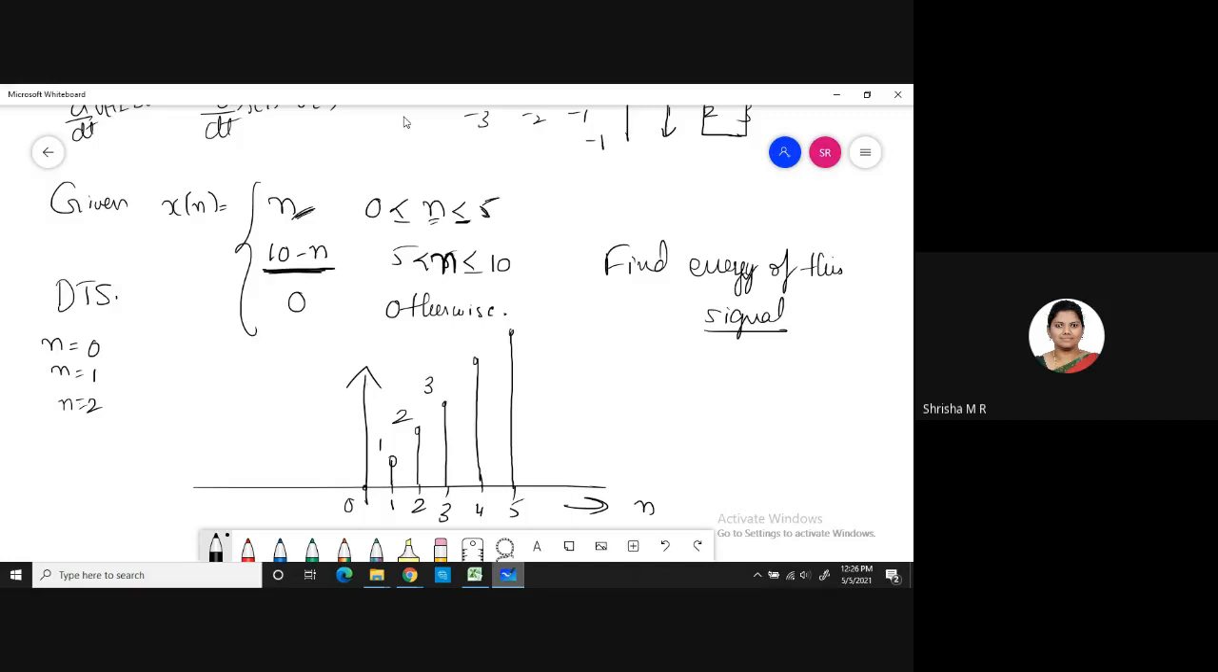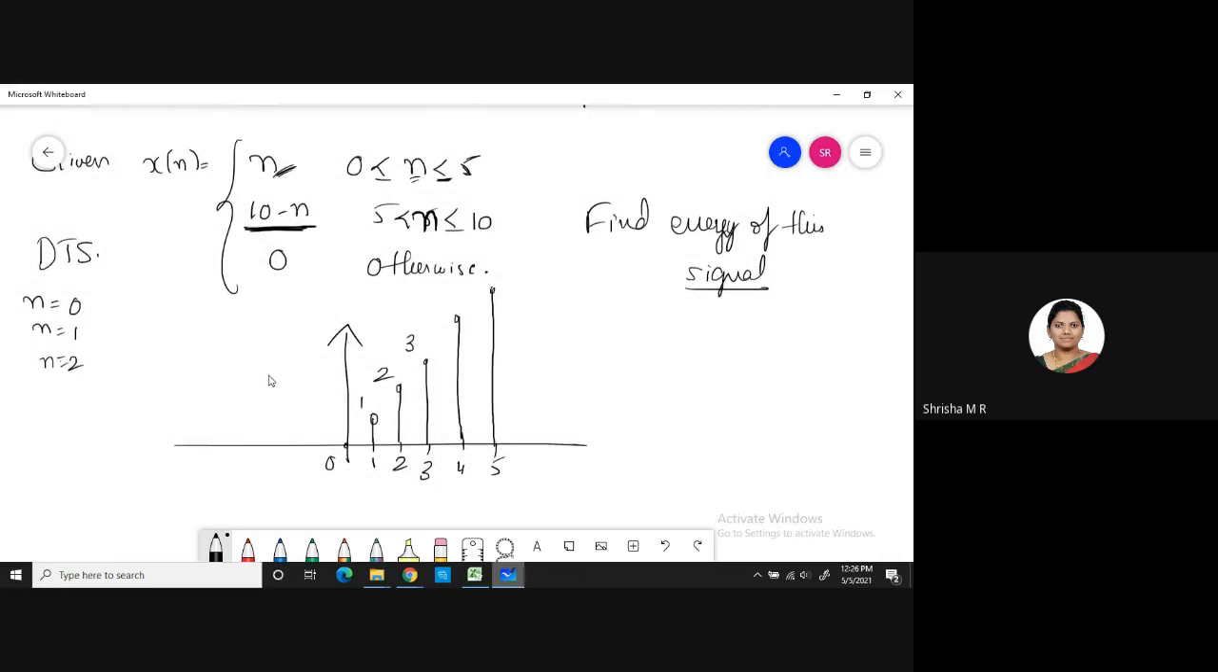So at n is equal to 6, the amplitude is 10 minus 6, that is 4. At n is equal to 6, the amplitude is 4. At n is equal to 7. Did I start the recording? Yeah.